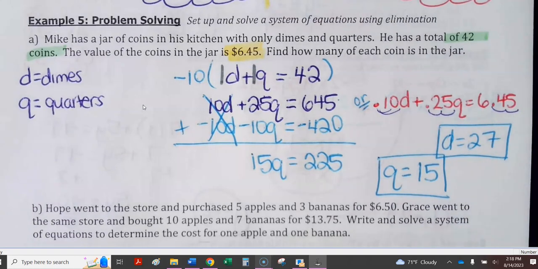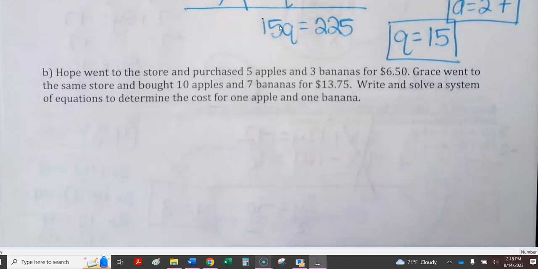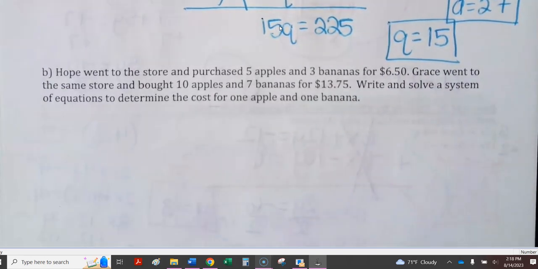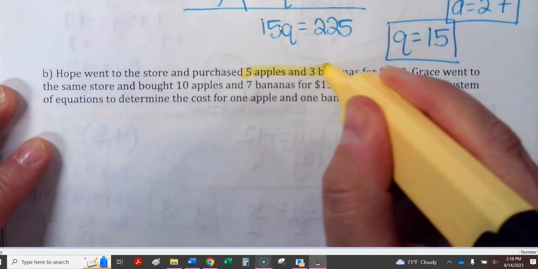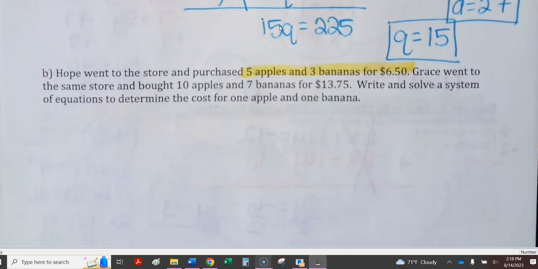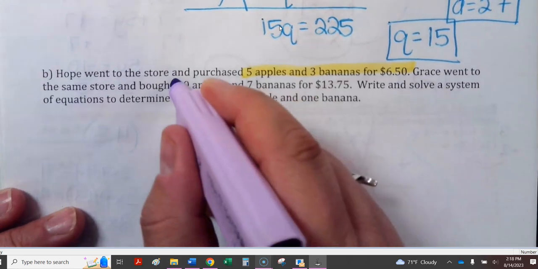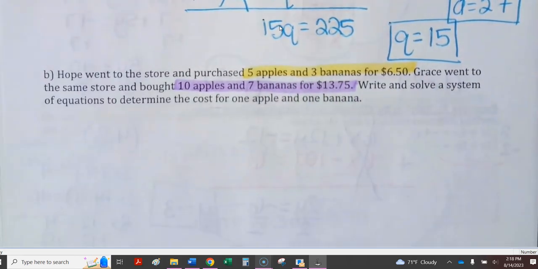Okay, I got one more. This is a little different setup. Now, this one says, Hope went to the store and bought 5 apples, 3 bananas, and paid $6.50. Then it says, Grace goes to the same store. She gets 10 apples, 7 bananas, and the cost there for her is $13.75.